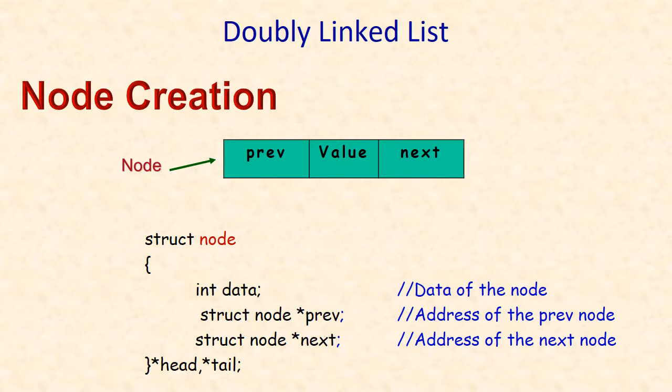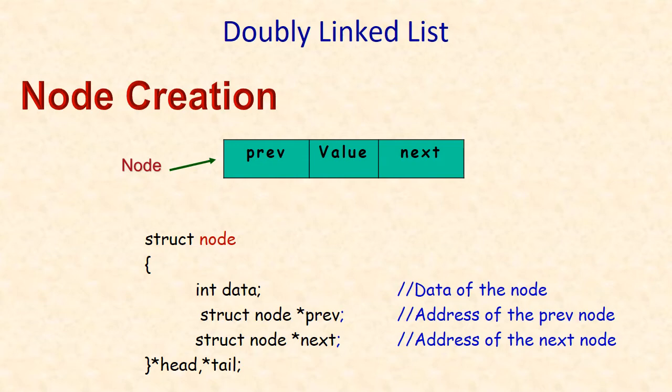And the node I told you about just before will be created using a structure like this, struct node, and it will have three members. One is data and two are addresses. So for that I am creating two pointers, struct node star previous, struct node star next. Here these two are pointers of the same node type, so that's why we call it a self-referential structure.